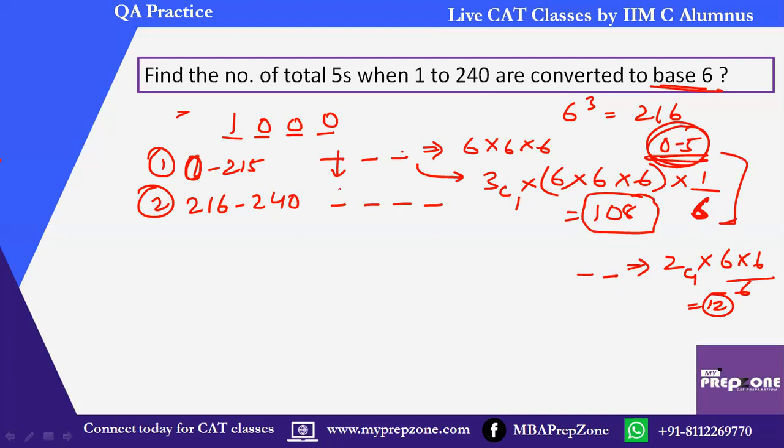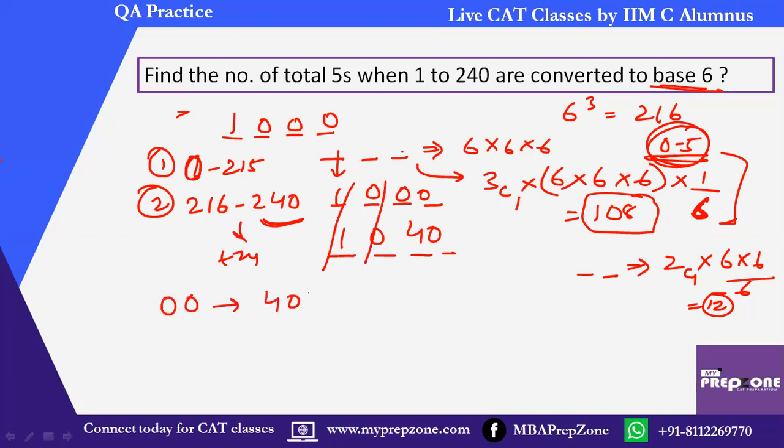Now 216 is what? 216 is nothing but 1000. And what is 240? 216 plus 24 is 240, and 24 is nothing but 1040, right? 24 is nothing but 6 into 4, 24. So I can directly say मुझे अब बस इनमें नंबर ऑफ फाइव्स निकालने. I know इस डिजिट में फाइव नहीं है, इस डिजिट में भी फाइव नहीं है. So now my problem is मुझे 00 से 40 in base 6, I have to calculate number of 5s.